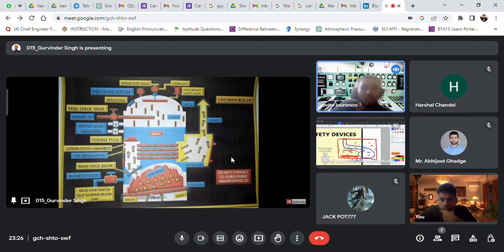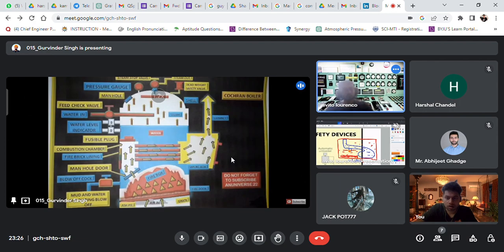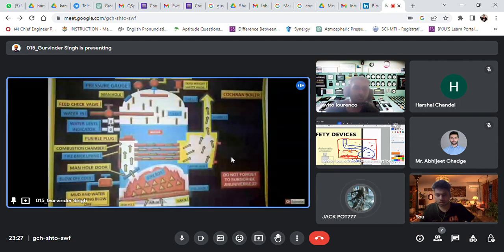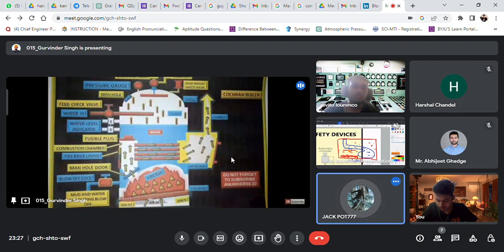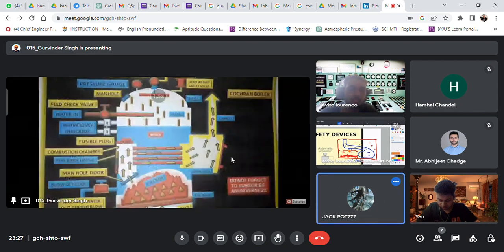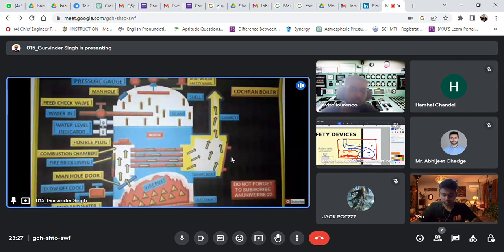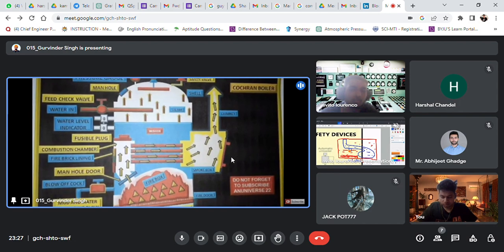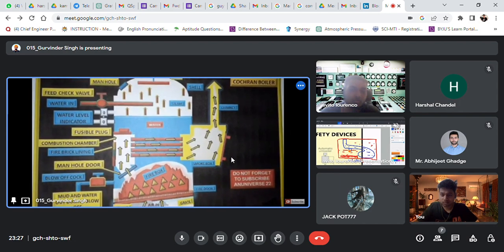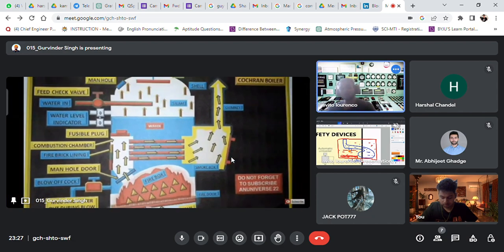You can see it is mainly above the smoke pipeline, in the tube boiler, over up there. So when the water level drops, the steam will come in contact and it will just burst, and both the steam and the water will come to the combustion chamber. It will just put the fire off and stop the combustion.